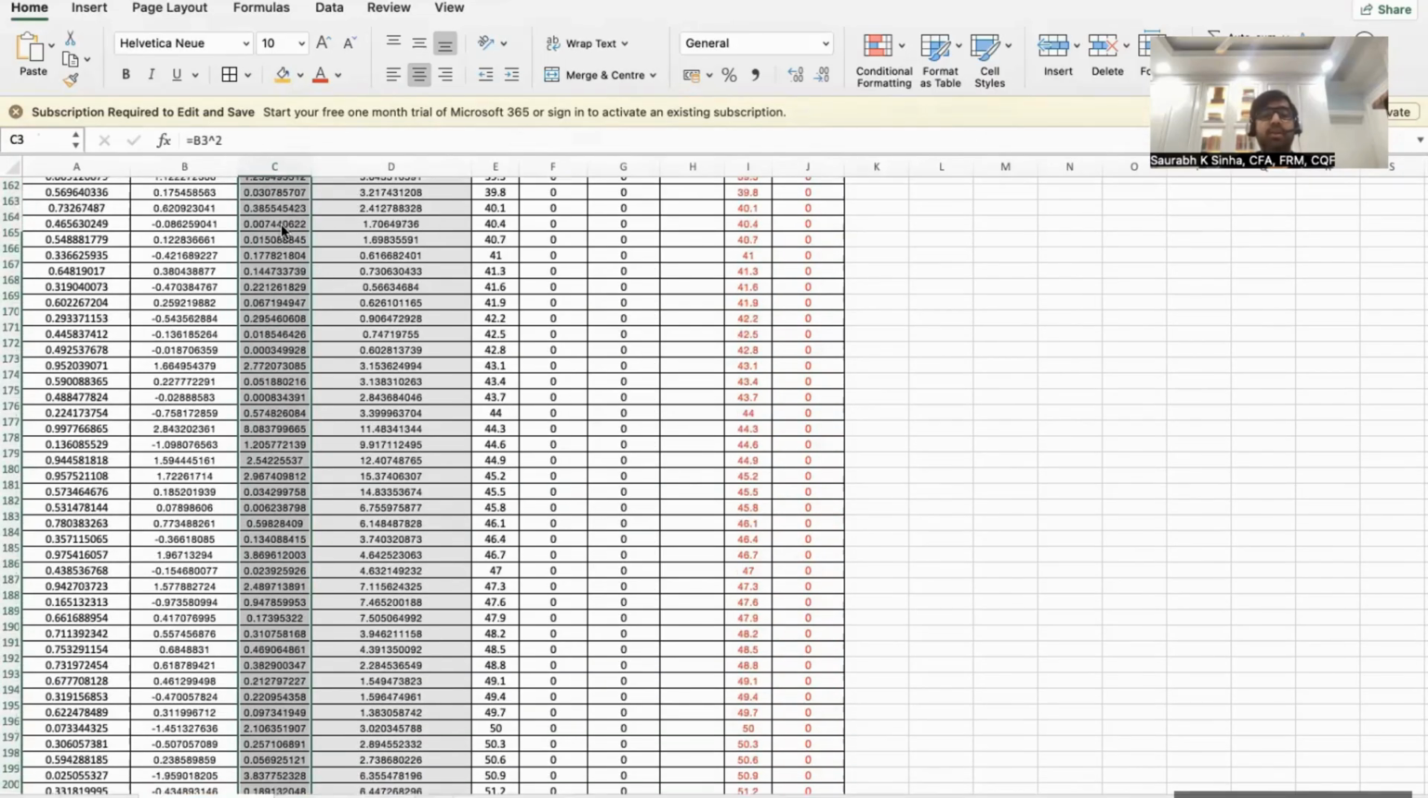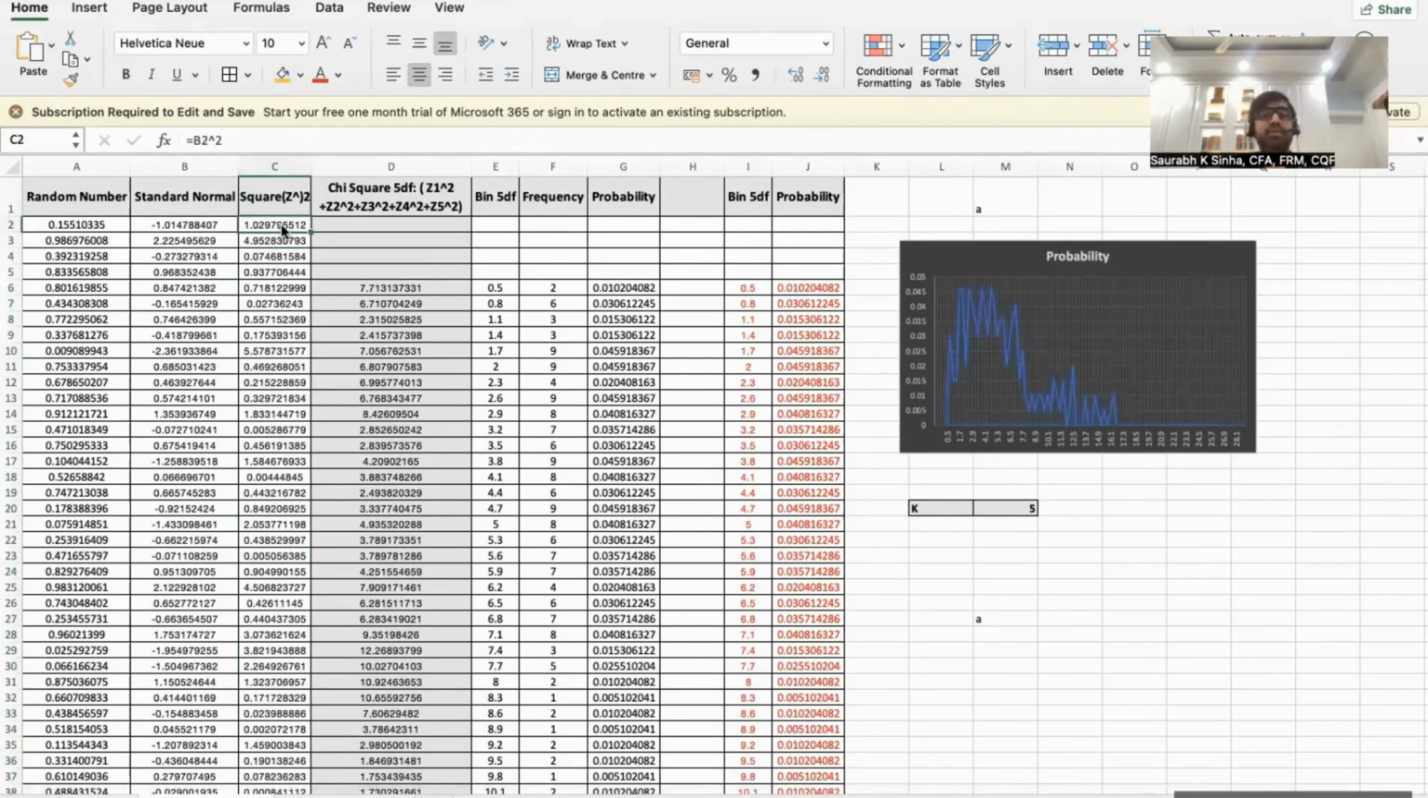Let me repopulate the numbers. I squared all the values. I squared negative 1.014, and this is the value. I squared 2.2549, and this is the value, and so forth. What is the next step? I have to sum these values.